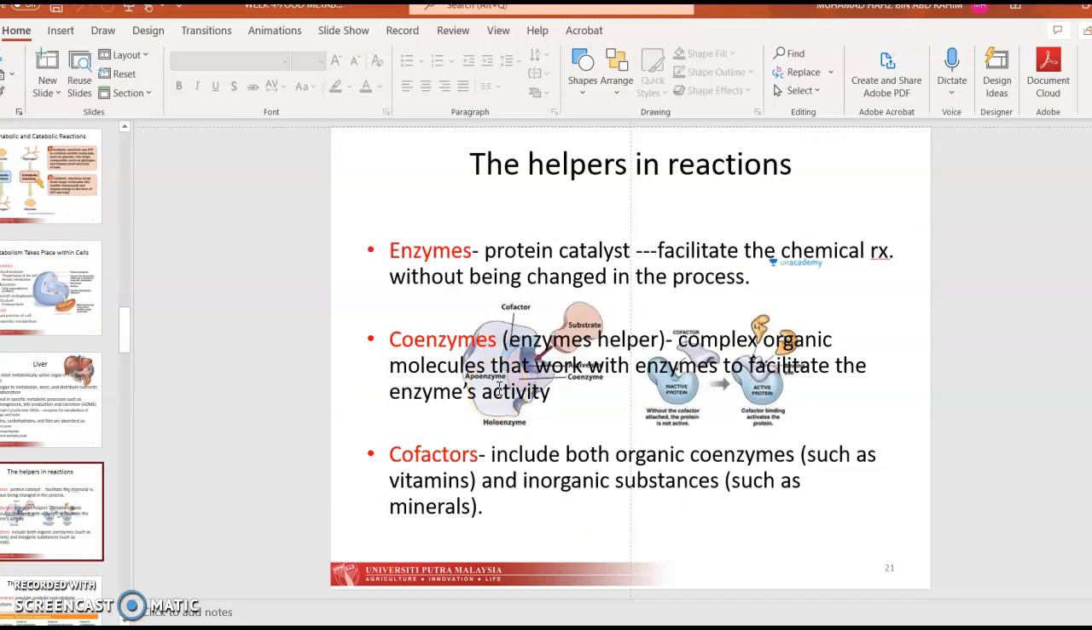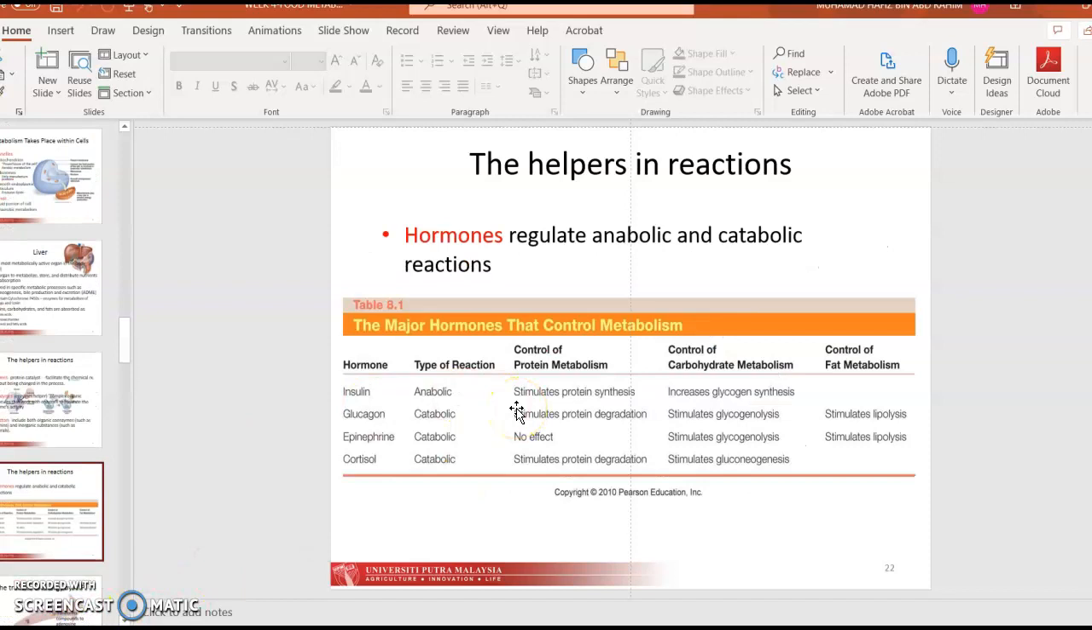Of the macronutrients, the helpers in reaction, this one is pretty straightforward: enzymes, which are proteins, and also the cofactors. Cofactors can include both vitamins and minerals. Coenzyme is a subset of cofactor. The helpers in reaction also involve an important part we call hormones. Hormones regulate anabolic and catabolic reactions, so there will be anabolic hormones and also catabolic hormones.